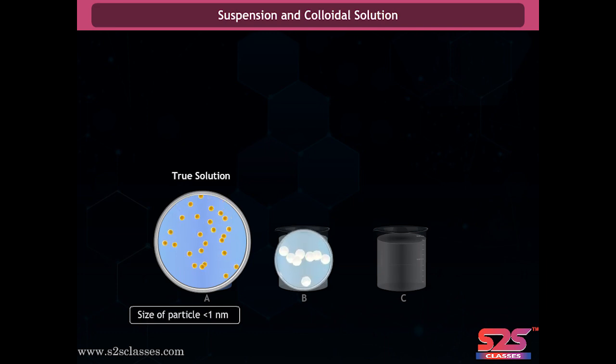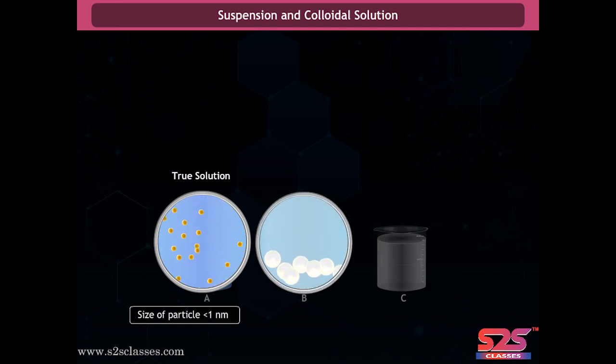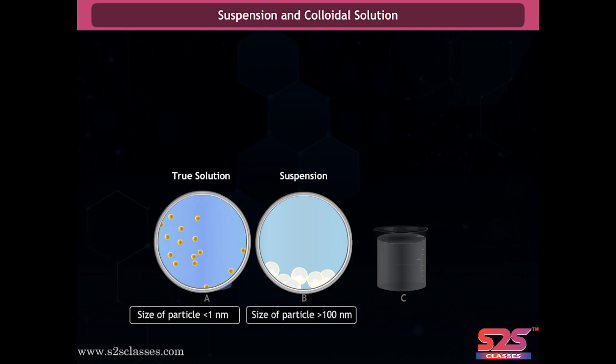In beaker B, the size of particles of a solution is too large that we can see them by naked eyes. It is heterogeneous in nature. Thus the solution is called suspension solution. Size of the particles is more than 100 nanometers.